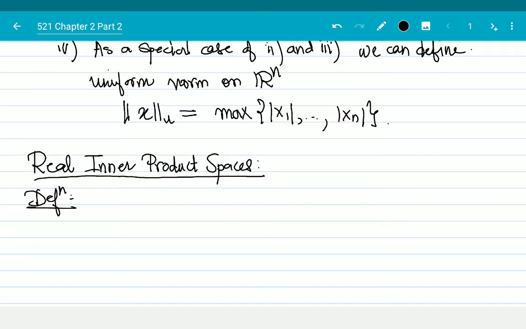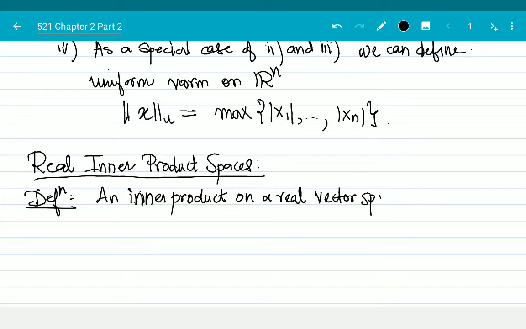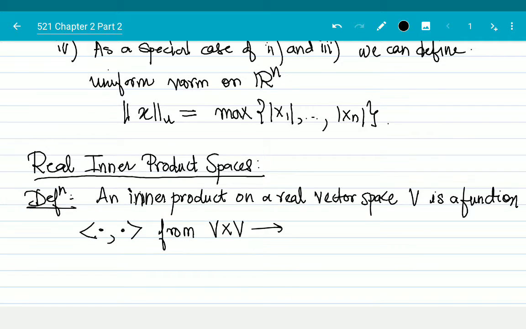An inner product on a real vector space V is a function, which is defined as dot comma dot, where again the dots are just placeholders, from V cross V to R, which satisfies the following three properties.